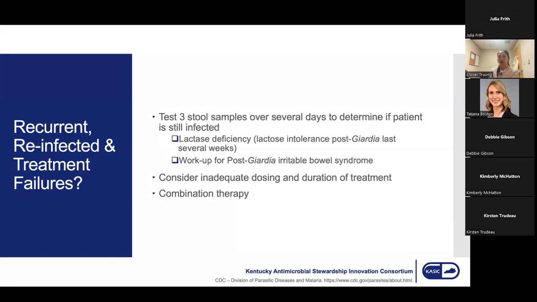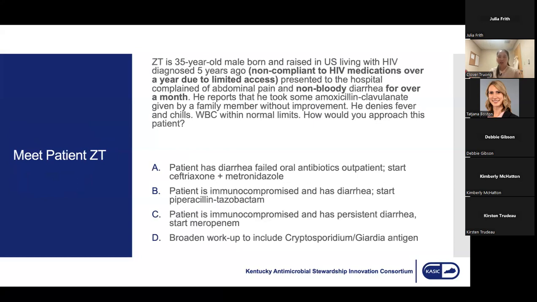We should ask ourselves, did the patient get adequate treatment? Did the patient get adequate dosing? Did the patient get an adequate duration of treatment, or did they just decide to stop the treatment on their own? If everything else has been checked, the patient got adequate dosing and adequate duration of treatment, and still consistently tests positive for Giardia, and it's considered to be a treatment failure, then combination therapy can be considered. So that is cryptosporidiosis and giardiasis.